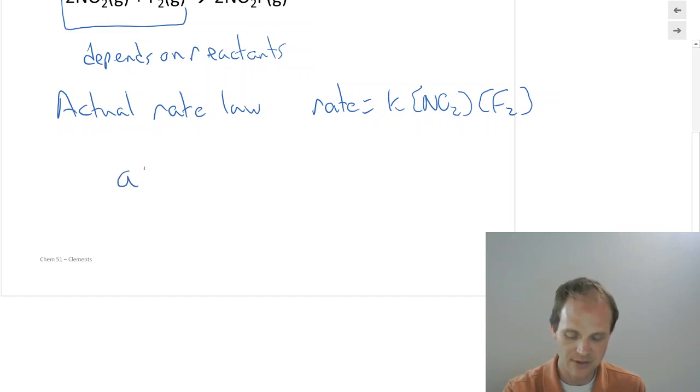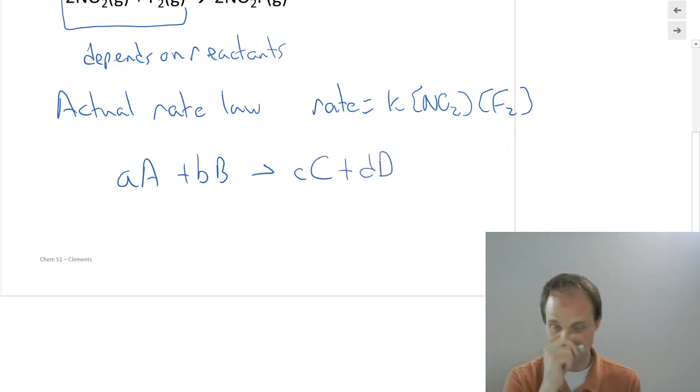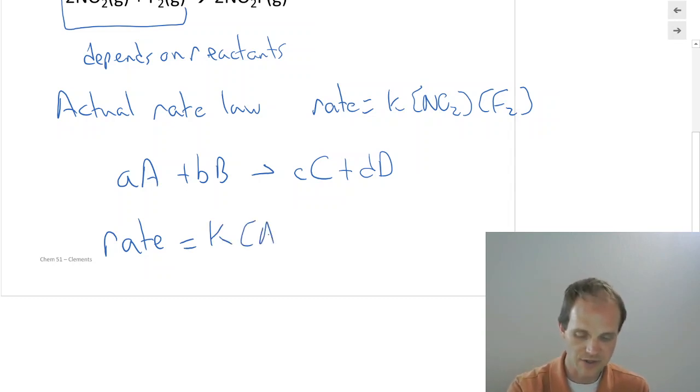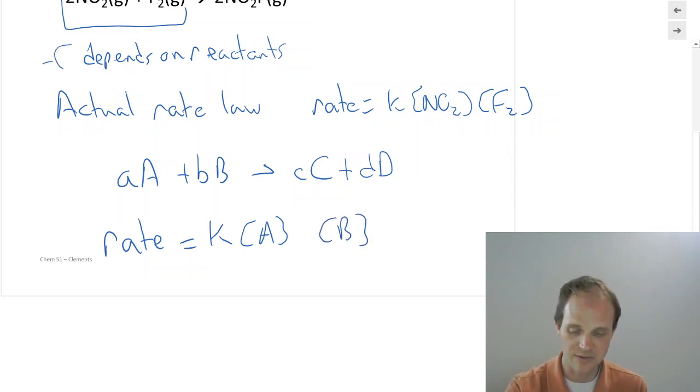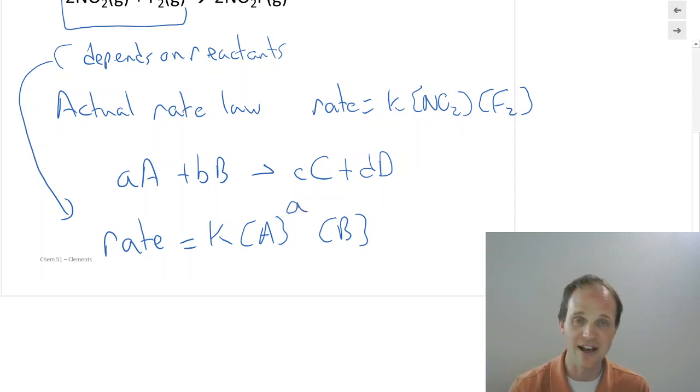So what can we say about rate laws? If we have our generic reaction, we've got aA plus bB goes to cC plus dD. What can we say about that? Well, we can say that the rate is going to be equal to some constant, doesn't matter for now what it is, times the concentration of A and the concentration of B, right? It only depends on the reactants, that's what I just said before. But what we don't know is what power. And so we cannot just write A there. That's not necessarily true. It's sometimes true, but it's not necessarily true.